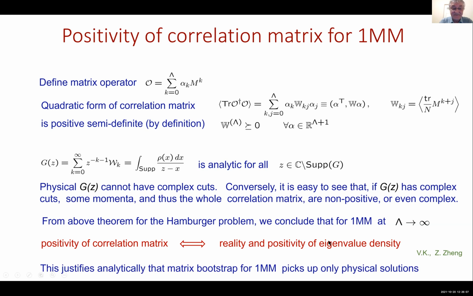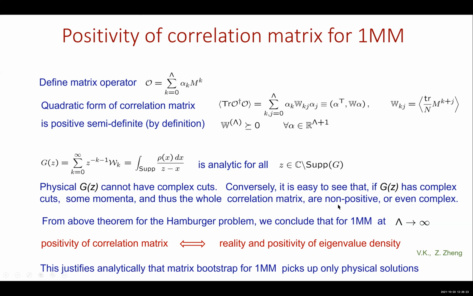Okay, and this justifies analytically, as I already pronounced, that my matrix bootstrap picks up on the physical solutions of one matrix model.